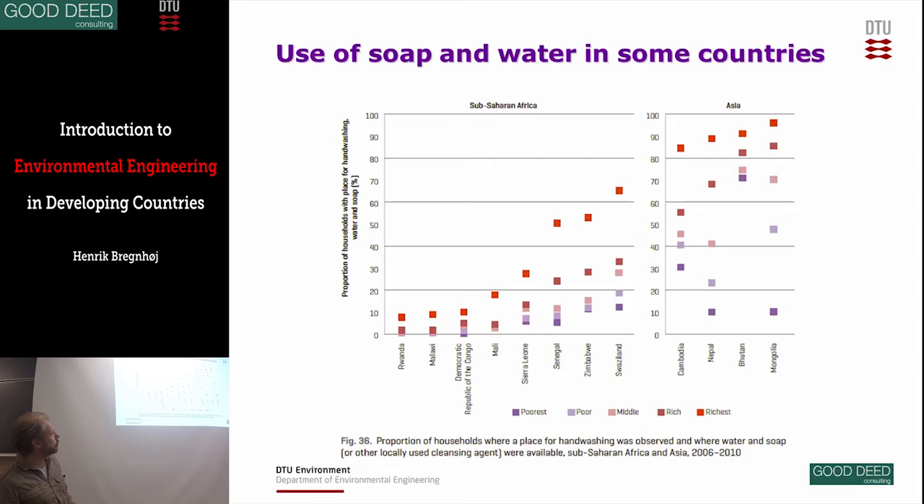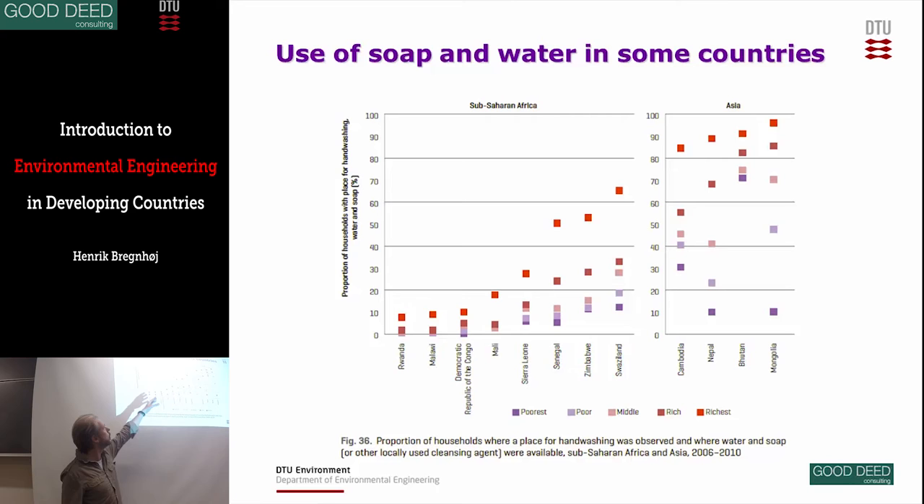If we look at some statistics, this is not very well documented because it's really difficult to document if people are actually washing hands. It's not something you can go and count, like counting the hand pumps or the toilets and so on. But with this figure, which is very difficult to read, there are some countries in Africa mentioned, and it shows the poorest people and the richest people, the richest being the red one here, and the others are in between. So it's the 20% fractals. You can see the richest people wash their hands more in any of the countries.